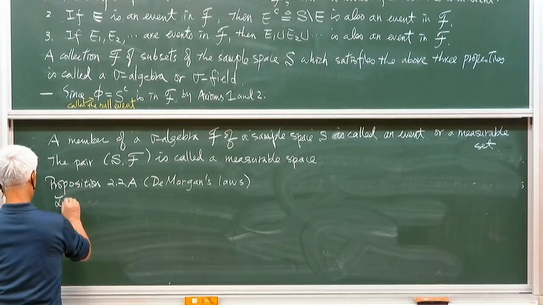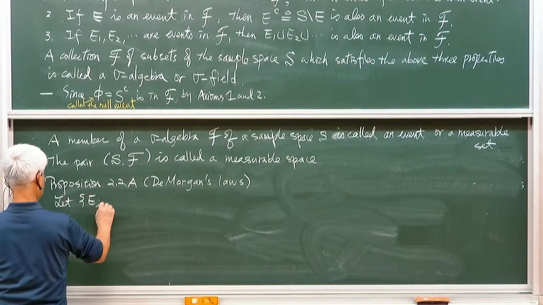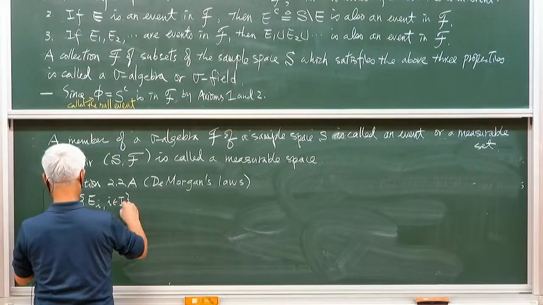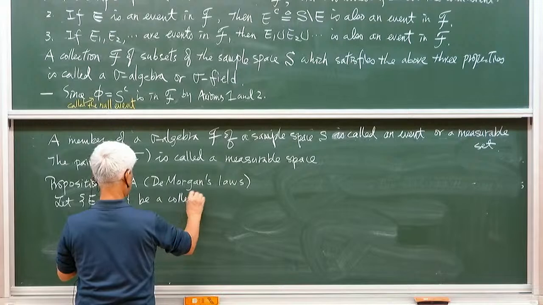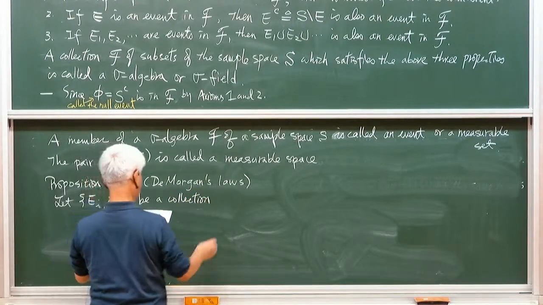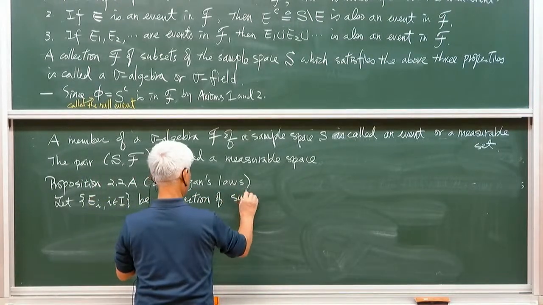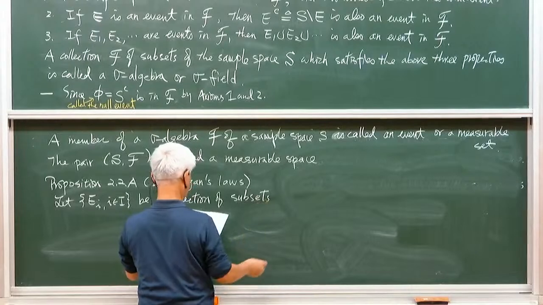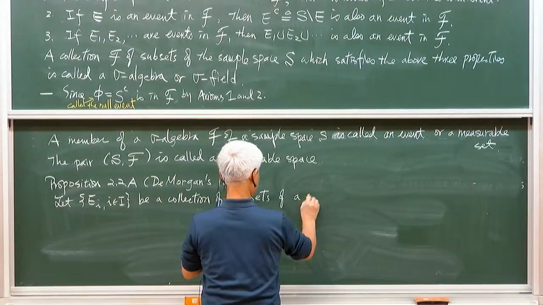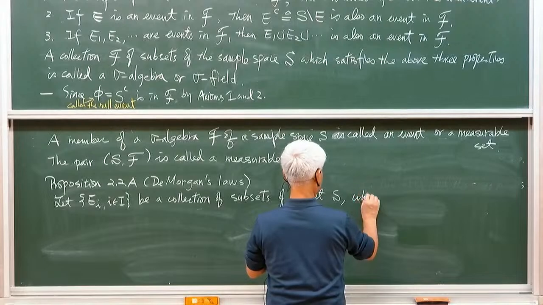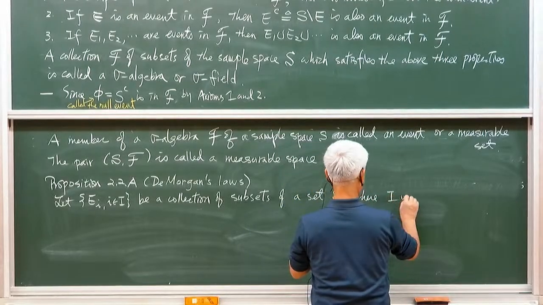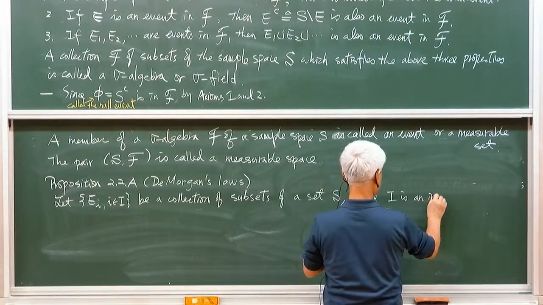Right, so let's write B, a collection of subsets of a set, as E_i where I is an index set.